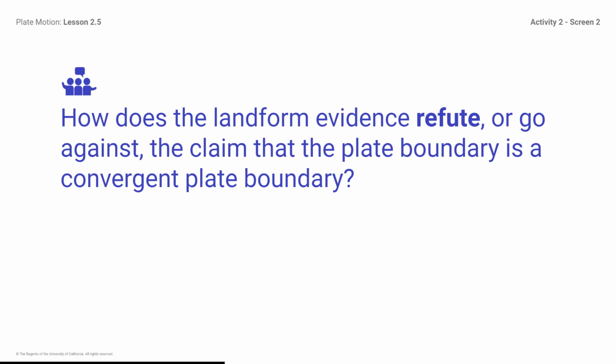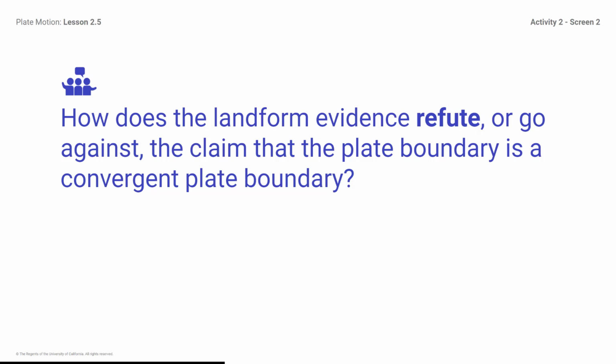How does the landform evidence refute or go against the claim that the plate boundary is a convergent plate boundary? Refer to the plate boundary comparison chart to review what a trench is, that a trench is a landform that is characteristic of a convergent plate boundary. Since there's no trench at this plate boundary, we can conclude that it is not a convergent plate boundary.